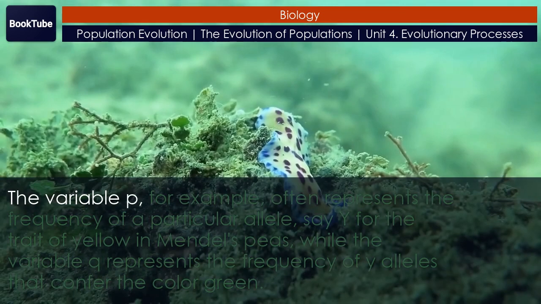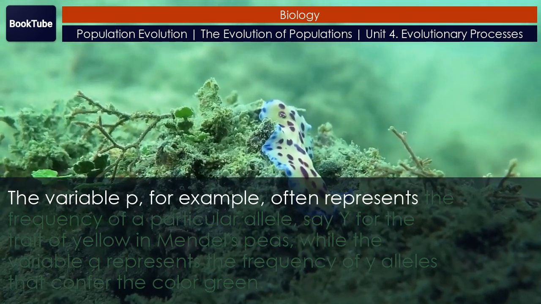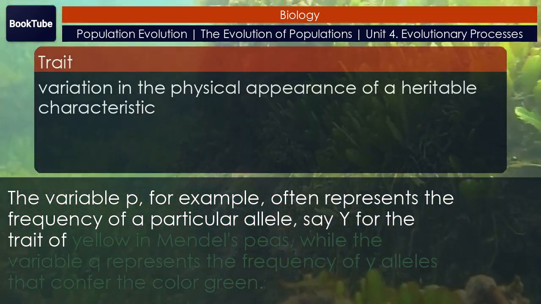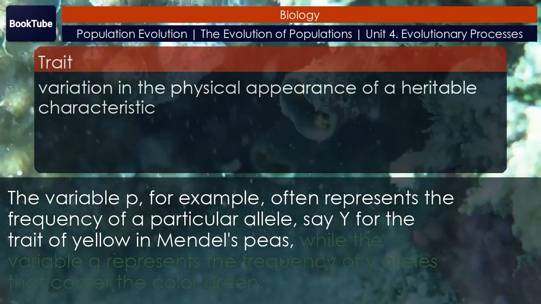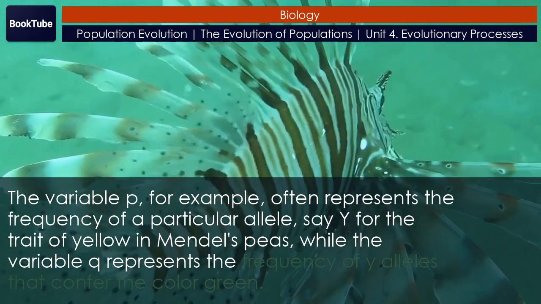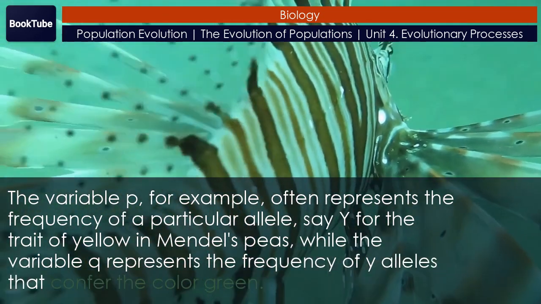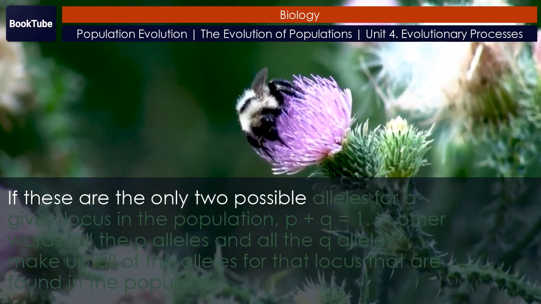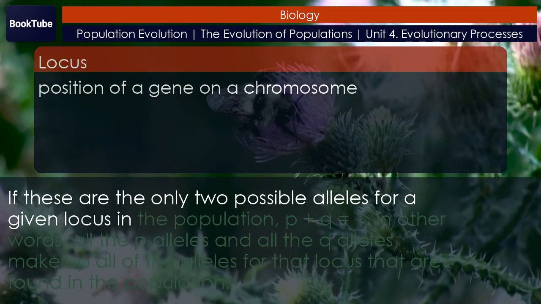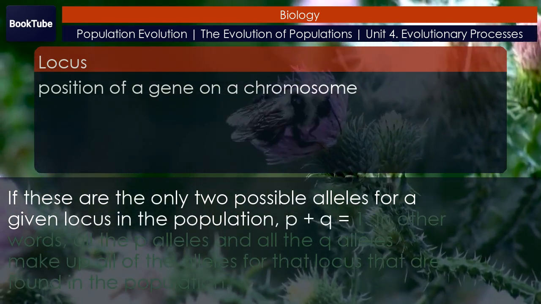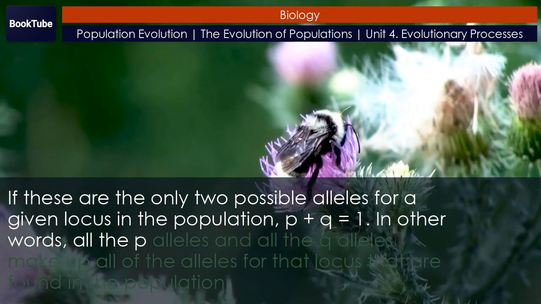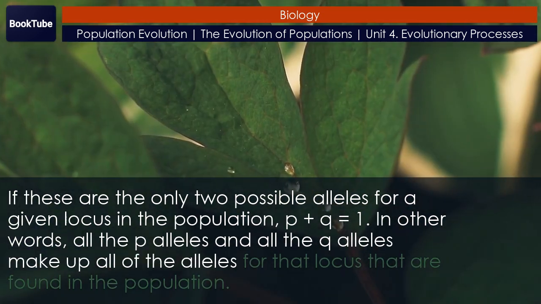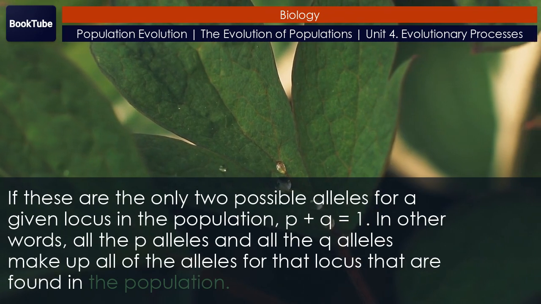The variable p, for example, often represents the frequency of a particular allele, say y for the trait of yellow in Mendel's peas, while the variable q represents the frequency of y alleles that confer the color green. If these are the only two possible alleles for a given locus in the population, p plus q equals 1. In other words, all the p alleles and all the q alleles make up all of the alleles for that locus that are found in the population.